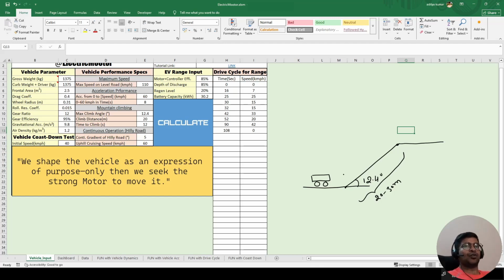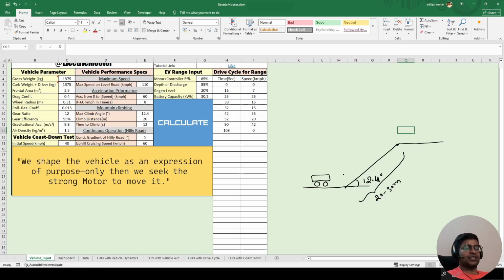So let's say you want to climb in 4 seconds, the torque requirement will be very high. Or let's say you want to climb in 1 hour, then the torque requirement will be very low. That is how you can play with these parameters. But here I have taken the road inclination of 12.4 degrees, the climb distance from here to here is 20 meters, and the time to climb is 12 seconds. So we are done with this input.